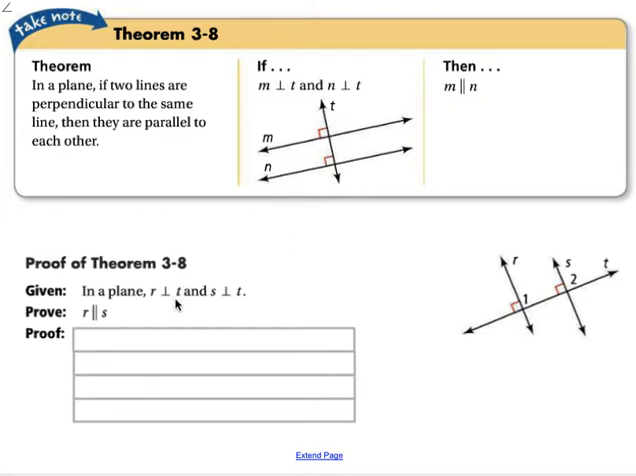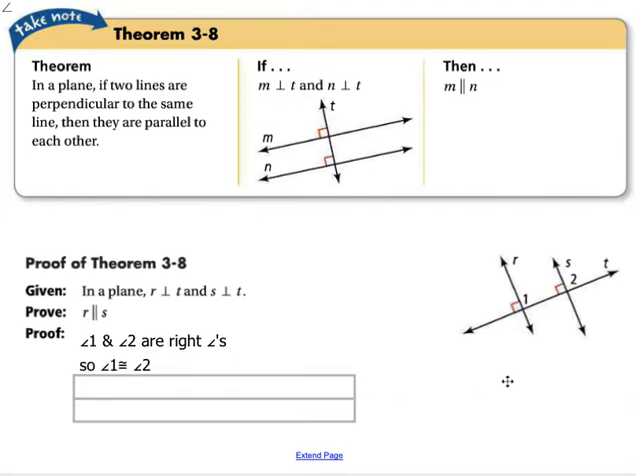So if we are given that R is perpendicular to T and S is perpendicular to T, so here is line T right here, and these two lines are both perpendicular to that line, we want to prove that R and S are parallel. Well, we can start off by saying angle 1 and 2 are right angles, and that's the definition of being perpendicular, it means that it forms right angles. We can also say that angle 1 and angle 2 are congruent. Since they are both the same measure, they're both 90 degrees, they are congruent to each other.